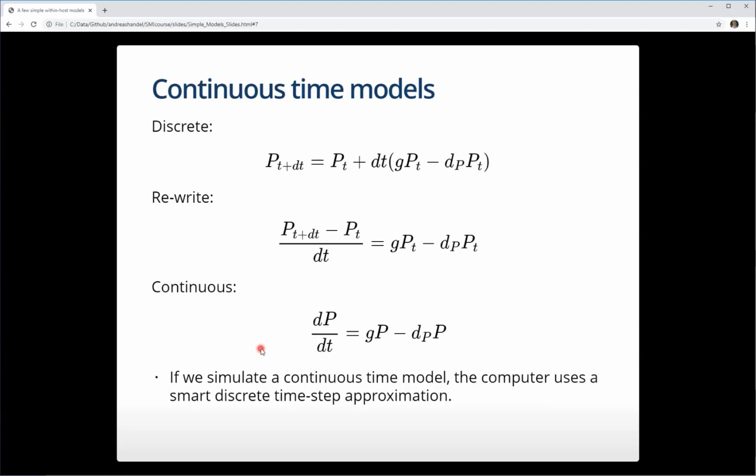When you think about it, a computer can't take infinitesimal time steps. It actually has to take discrete time steps, even though small ones. So the computer basically does something like this up there, just a smart way of doing it. It doesn't implement it exactly that way, but something of that sort.